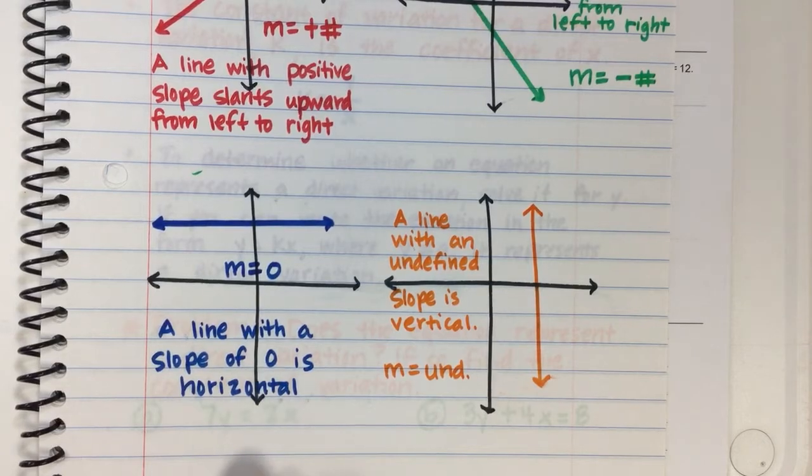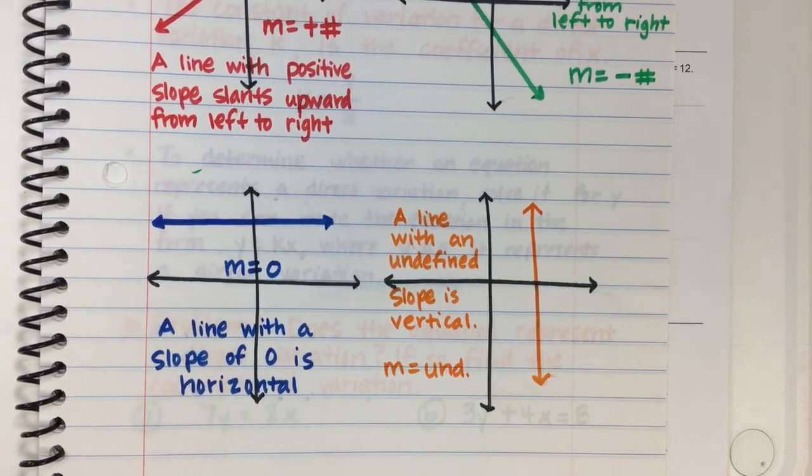Anytime you have a horizontal line, it has a slope of 0, and any vertical line has a slope that is undefined.